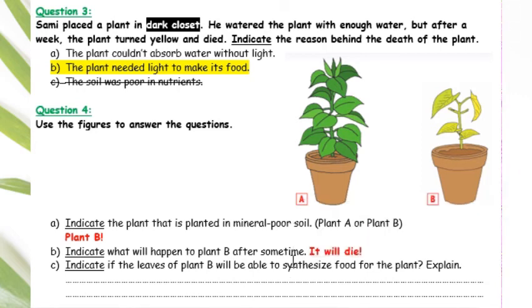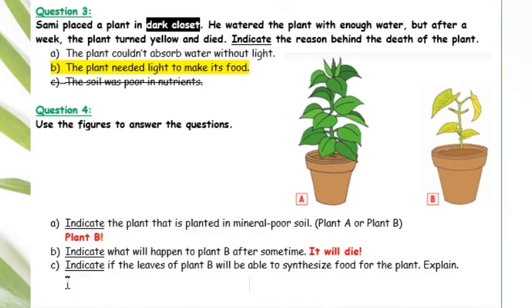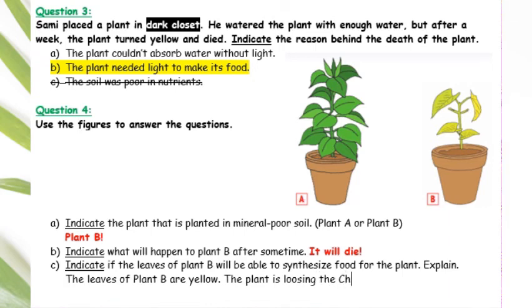Indicate if the leaves of plant B will be able to synthesize food for the plant. Explain. So look at plant B's leaves. The leaves of this plant are yellow, so I will write this. The leaves of plant B are yellow. The plant is losing the chlorophyll, right? The chlorophyll that gives the plant the green color. So the plant is losing the chlorophyll.